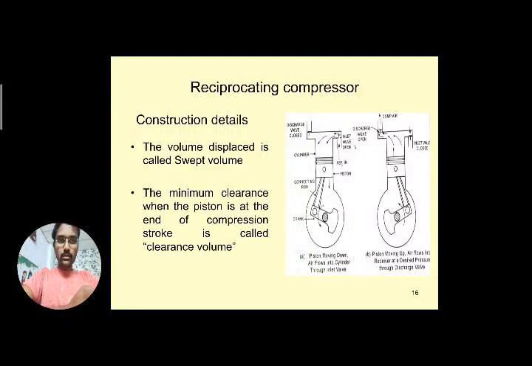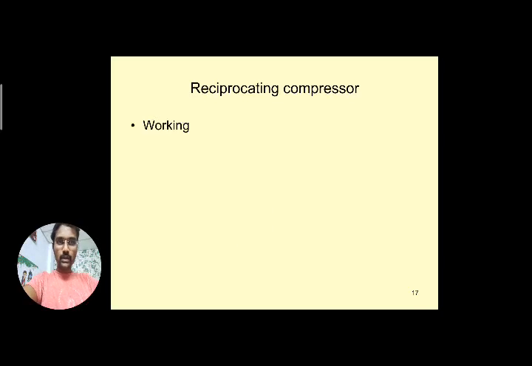Right, so remember these points. The volume displaced is called swept volume, and the minimum clearance when the piston is at the end of the compression stroke is called clearance volume. Here a small volume is present at the top; you can take it as a clearance volume when it reaches the end of the compression stroke. So the total volume displaced is taken as swept volume.